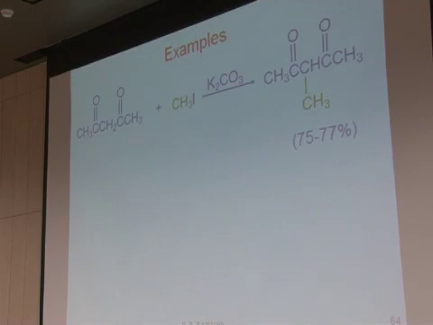For instance, if you have this beta diketone and you react it with iodomethane in the presence of potassium carbonate, you can get the alpha carbon to be methylated. What you form is an enolate in the presence of a hydroxide ion. That enolate is attacking the carbon in an SN2 reaction, and the iodine is leaving.